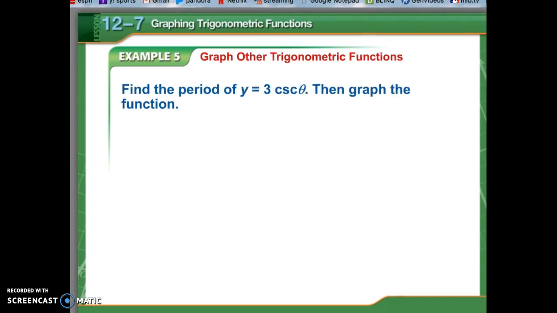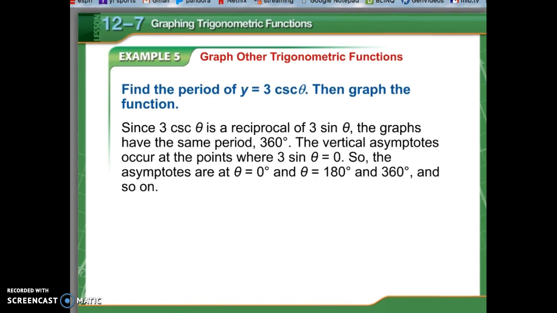Okay, for example 5, we're going to find the period of y equals 3 cosecant theta and then graph the function. The first thing you want to think about is that cosecant is the reciprocal of sine, and the sine graph has a default period of 360 degrees. So we're going to take the theta intercepts for the sine function, which are at 0, 180, and 360, and because they're zeros for the sine function, those become the asymptotes for the cosecant function.